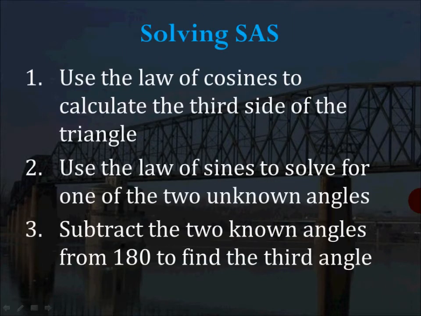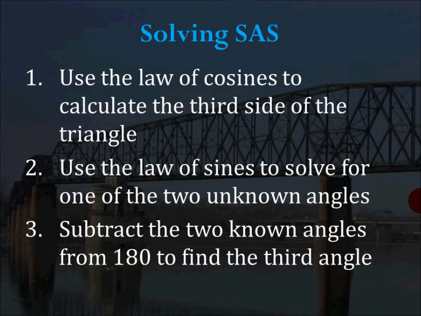Our second scenario is given SAS. We're given 2 sides and the angle in between those 2 sides. So the strategy here is to use the law of cosines to calculate the third side of the triangle. Secondly, you're going to use the law of sines to solve for one of the 2 unknown angles. Finally, you're going to take the angles you know, subtract their sum from 180 to get the third angle.